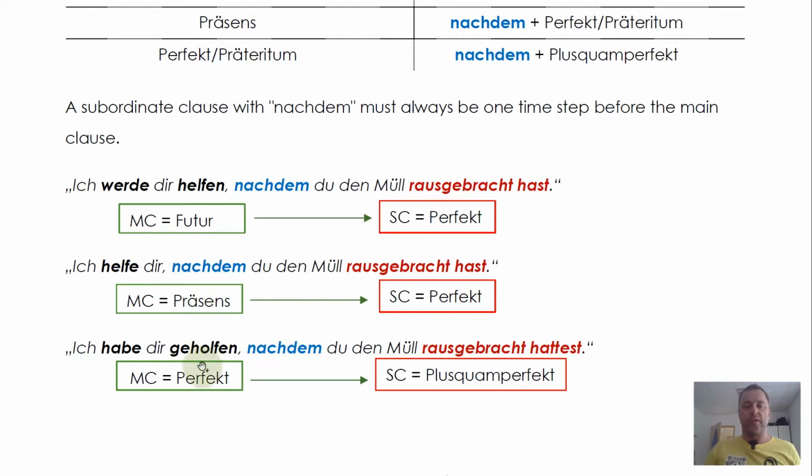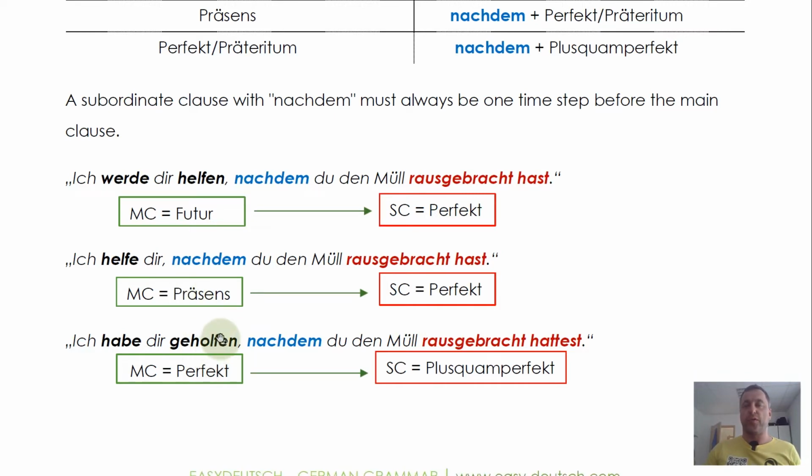And the same goes now, very streamlined with no exception. If it's present, you go one step further. Here we have perfect, but you could also use Präteritum. There's no difference. And if the main clause is already in the past tense, either the perfect or the Präteritum, then you actually have to use Plusquamperfekt. So the past perfect would be the English equivalent.